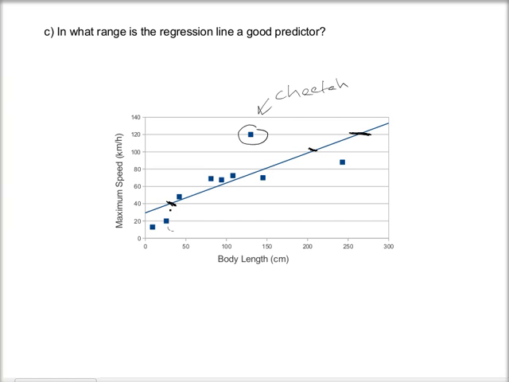So that would give me a range of from about 40 centimeters to about 200 centimeters. And in that range, it seems like I can make pretty good predictions based on my line.